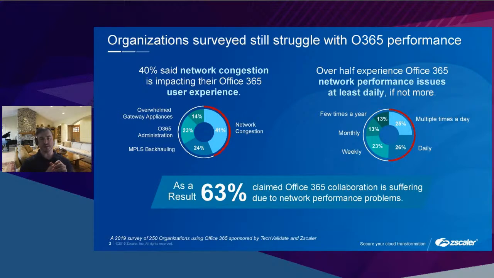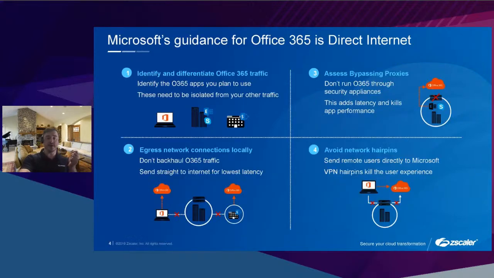So what we typically see is that network congestion impacts Office 365 user experience, and more than 50% of organizations surveyed said that network performance impacted issues daily. So if 40% are having daily issues, that's a pretty big problem to solve. And that's exactly what Zscaler set out to do. And the way that we achieve that is by looking at Office 365 best practices.